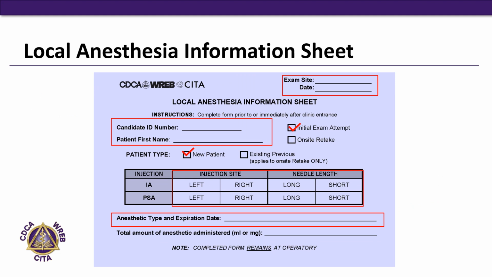Prior to the examination, complete the local anesthesia information sheet, with exception of the total amount of anesthetic administered, which is recorded after injections are performed. The completed form remains at your operatory for collection by the examiner.